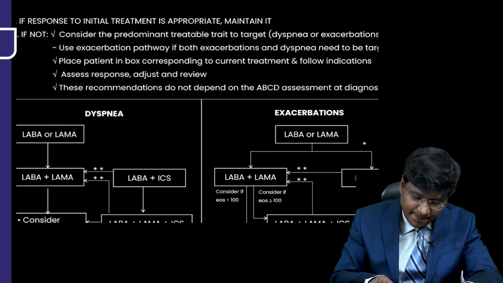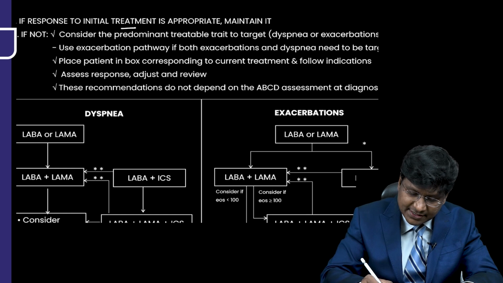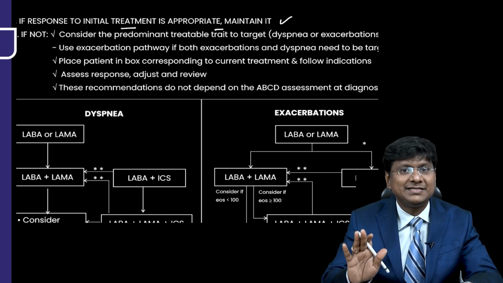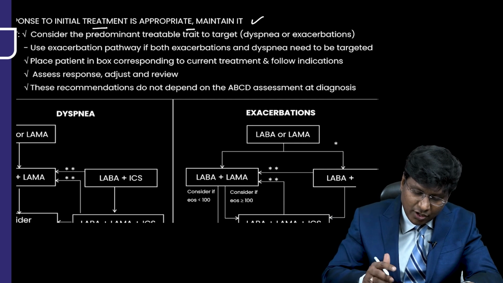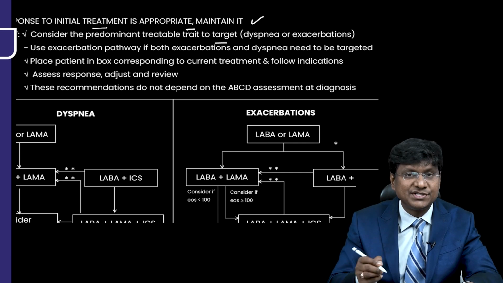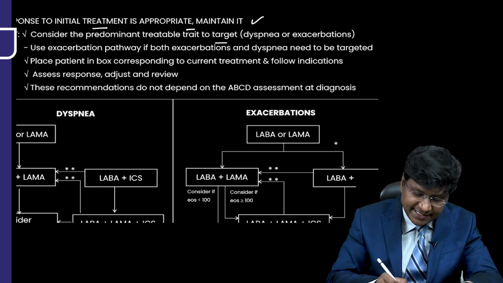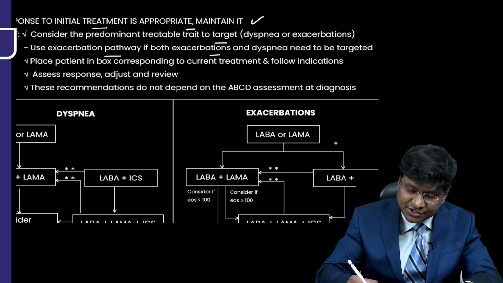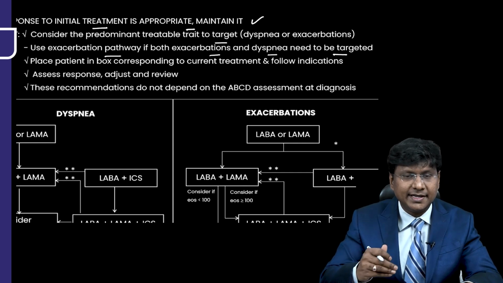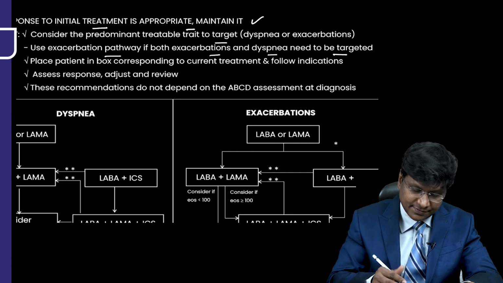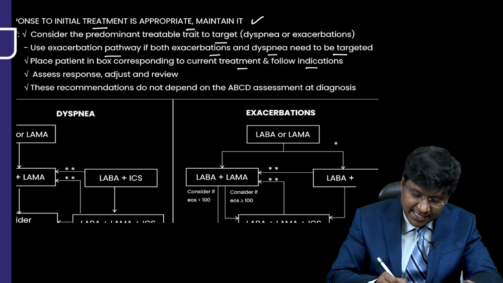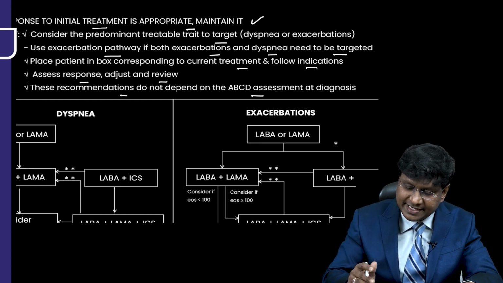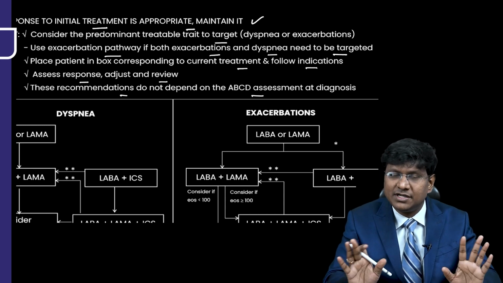First and foremost, if the response to initial treatment is appropriate, then maintain it. If not, then you need to consider the predominant treatable trait to target, that is dyspnea or exacerbation, and use the exacerbation pathway if both exacerbations and dyspnea need to be targeted, right? What you need to treat first in the exacerbation pathway, I'll discuss. Then place the patient in the box corresponding to the current treatment and follow the indications. Assess the response, adjust and review the medication. These recommendations do not depend on the ABCD assessment of the diagnosis, that is airway, breathing, circulation, not required.